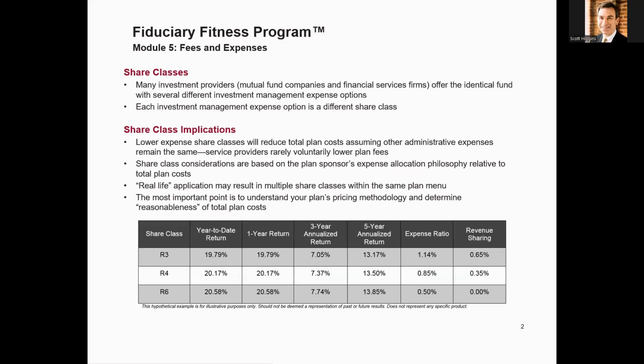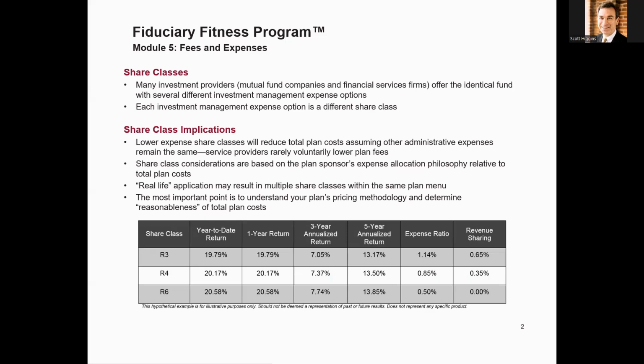Well, they're quite important. Lower expense share classes will reduce total plan costs, obviously by definition, assuming that other administrative expenses remain the same. Share classes are meant to vary based on the plan sponsor's expense philosophy. In other words, who does the plan sponsor want to be paying the cost of the plan? Do they want to be paying a portion? Do they want employees to be paying the entire amount? Do they want them to pay the entire amount in an explicit dollar amount fee or embedded in the investment expense? Those are the basic considerations to this point about the philosophy of the plan sponsor.